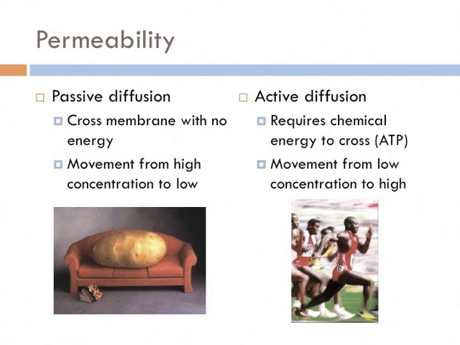Cellular permeability is how easy it is to get across the cell membrane. There are 2 basic types. First, there is passive diffusion. This happens when a chemical requires no energy to move across the membrane. And this happens because those molecules are moving from a high concentration to a low concentration.